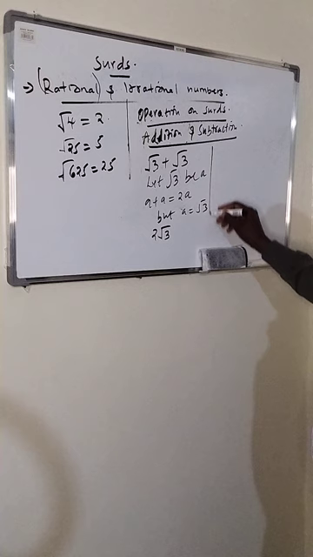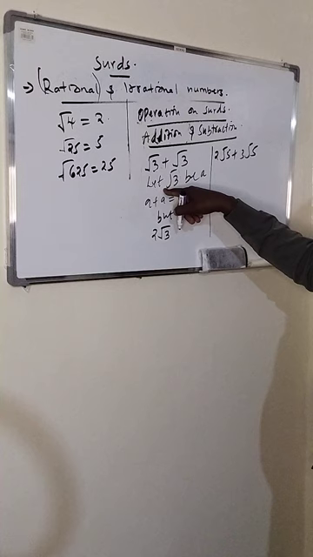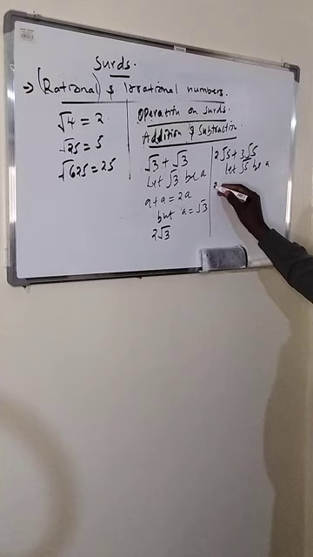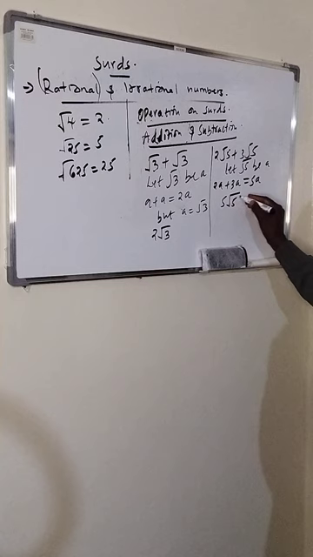Take another example, 2 surd 5 plus 3 surd 5. In this case, if you think about it in the same approach, let surd 5 be A. So in place of surd 5, we replace with A. So we have 2A plus 3A, which will give us 5A. But remember, A is surd 5. So you have 5 surd 5 as the answer.